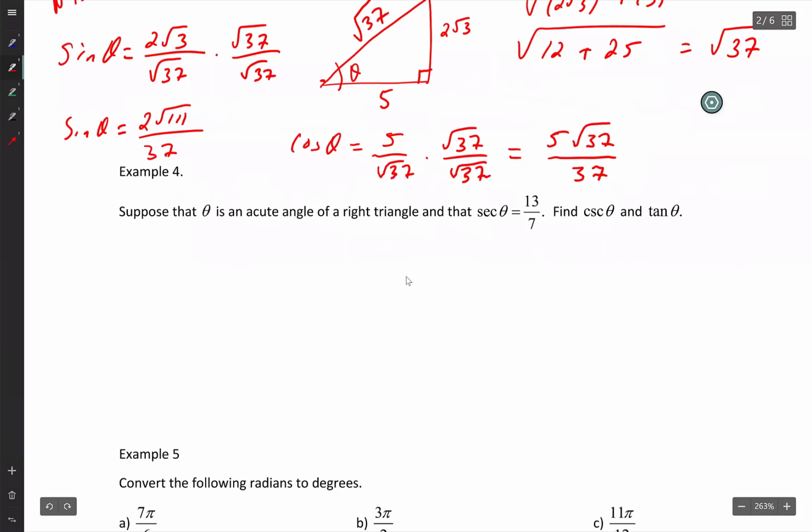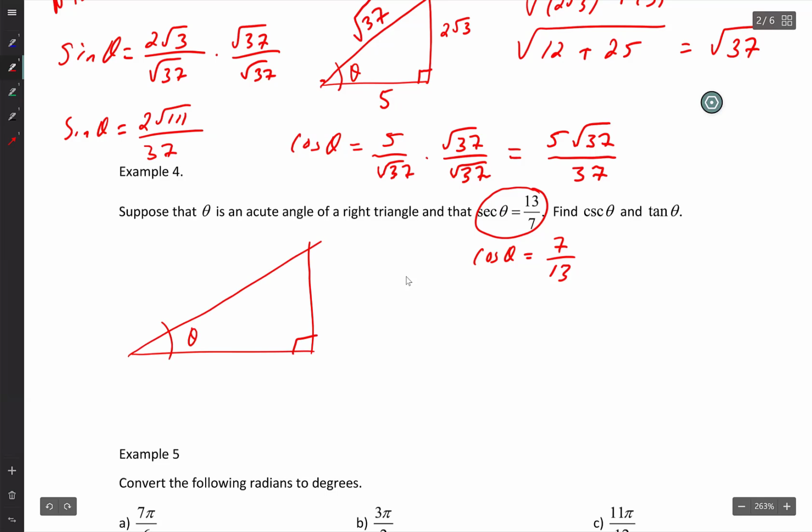Suppose theta is an acute angle of a right triangle, and that secant is that. Find cosecant and tangent. All right, if this bothers you, just turn it into cosine, guys. Remember that cosine theta is the reciprocal of secant. So here's my right triangle. And cosine is adjacent over hypotenuse.